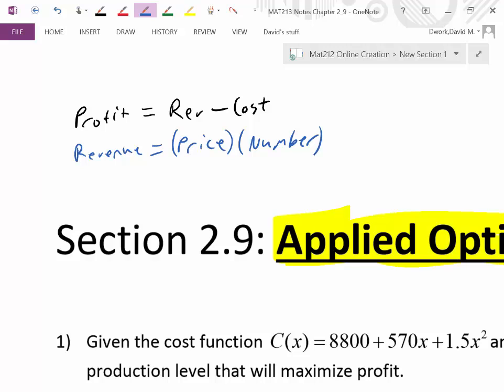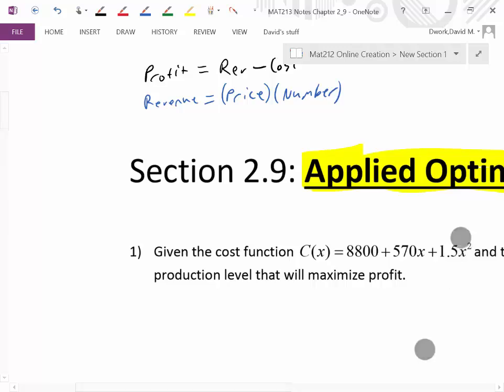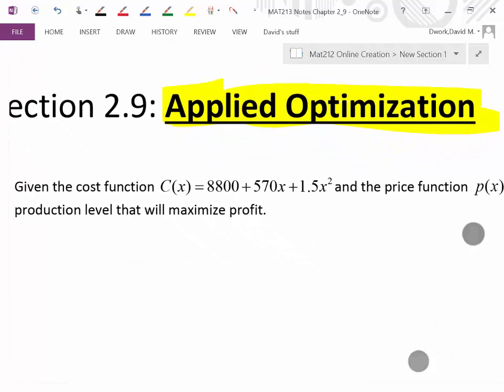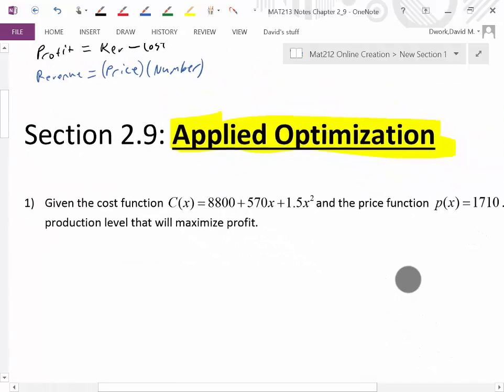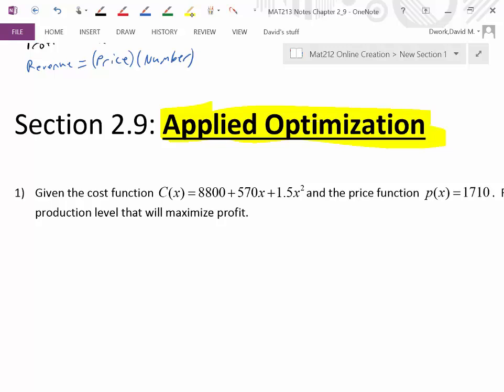So if you run into a scenario, what I always want you to do is stop and think about what information they are giving me and how I relate it to get my answer. Okay, so here we go. First problem. Notice this problem is giving us a cost and a price, and what they're asking us to do is to maximize the profit.